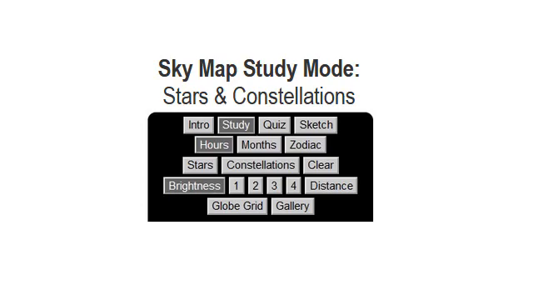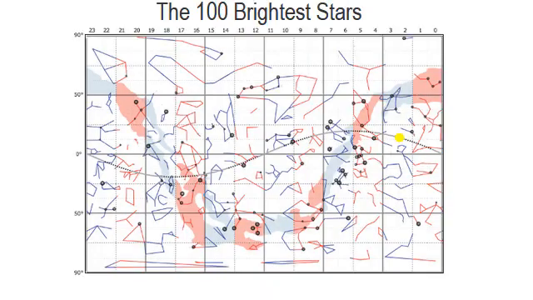Initially, the number buttons will each display 25 star icons by the magnitude of their brightness. Clicking the distance button will cause the number buttons to display icons according to their distance from us. This is the sky map with the icons displayed for all of the 100 brightest stars. The size of the icons are based on a star's magnitude of brightness.